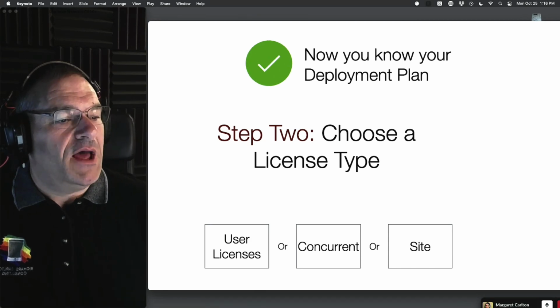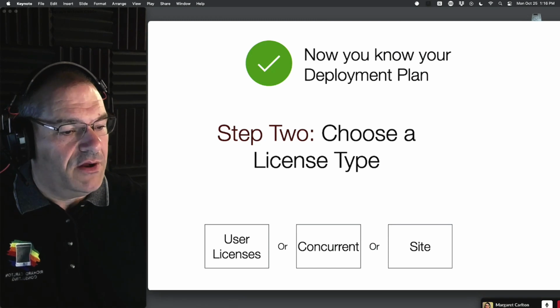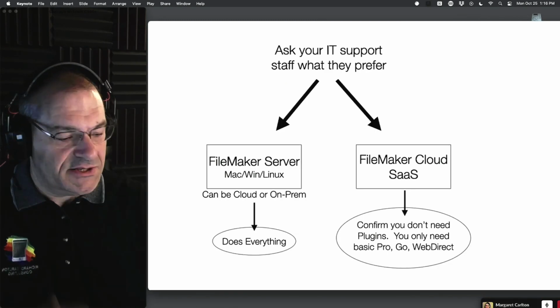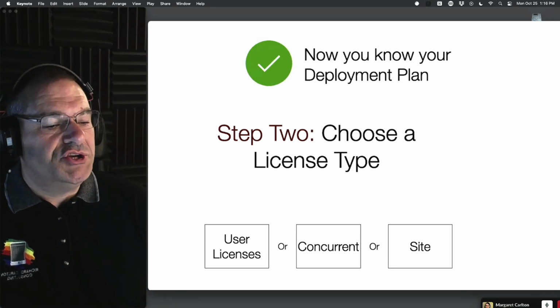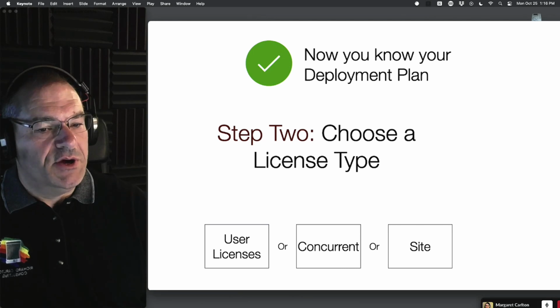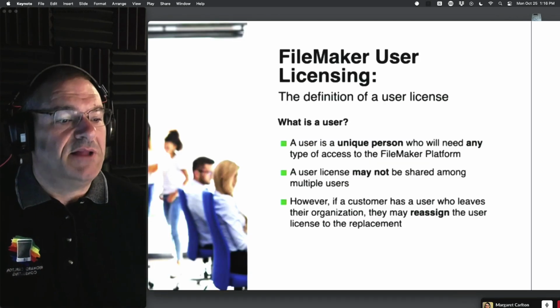So what we have to do now is you have to know your deployment plan. So now you're going to pick one of those. So we're back over here. Let me go back. So you're going to pick one of these two. So we made a decision. In your mind, you make a decision, right? And now we have to choose whether we want user licenses, concurrent, or site license, right? So it's basically step one, check how you're going to deploy. Step two is pick the licensing type, right?